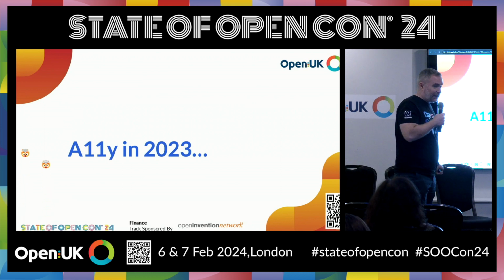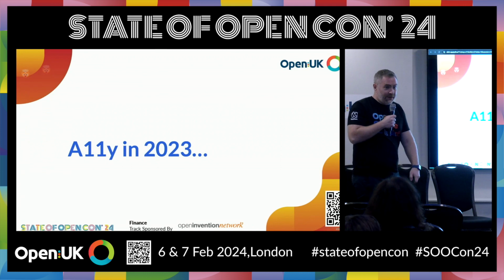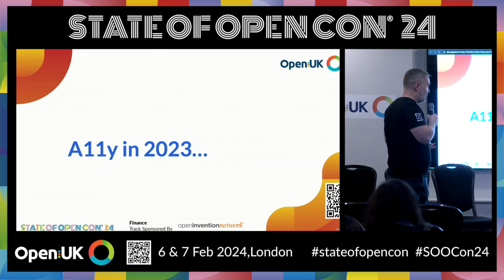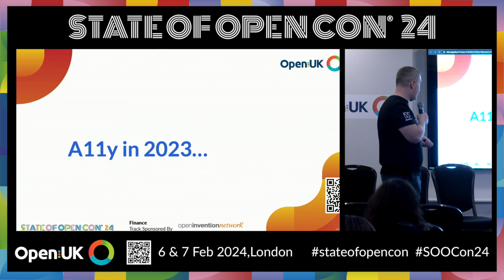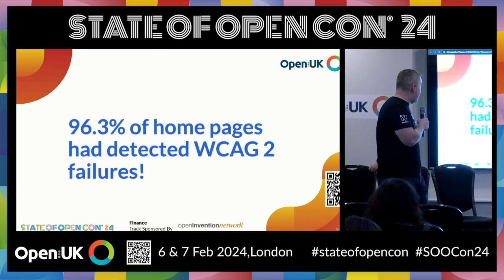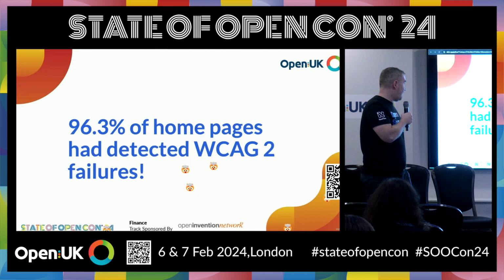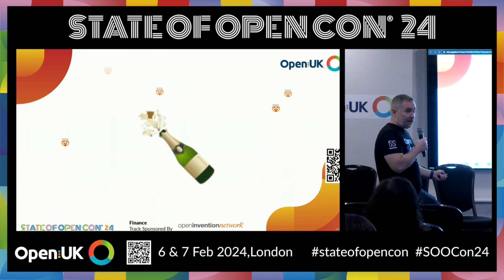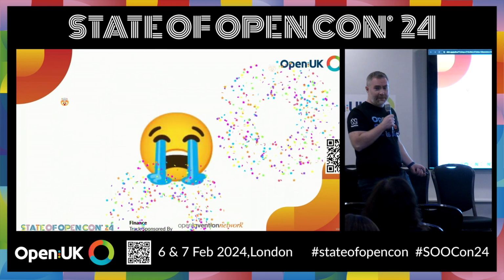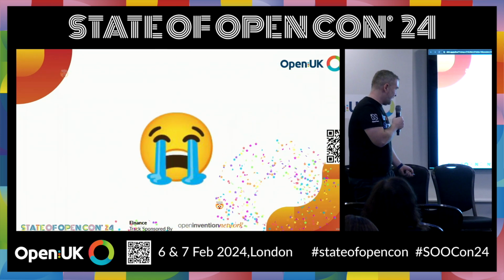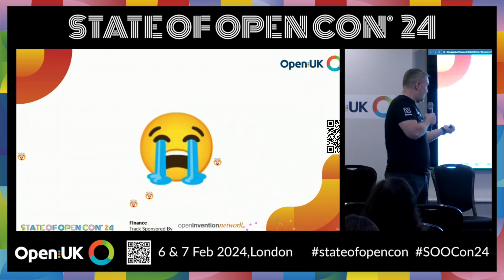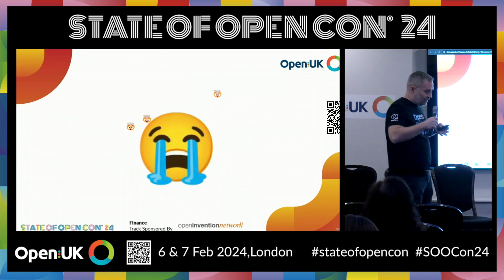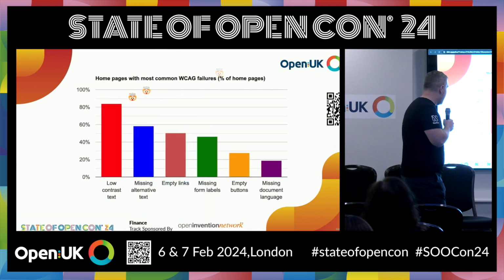So what does accessibility look like in 2023? There's been work done to measure accessibility on the internet. There's a report that's made, I think it's in February every year. So the last data that I have is 2023. Well, 96.3% of homepages had detected WCAG2 failures. So, boom, open the champagne. Oh, no, actually, that's really bad. 96% have failures? That's where we're at. That's the state that we live in 2023 and soon 2024 when the new numbers come out.